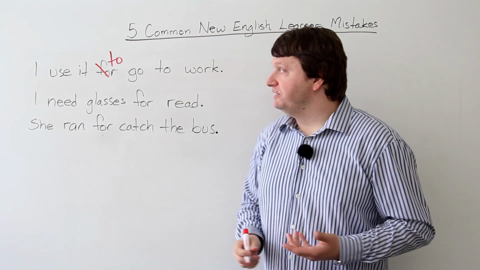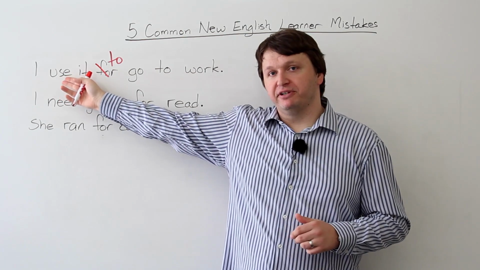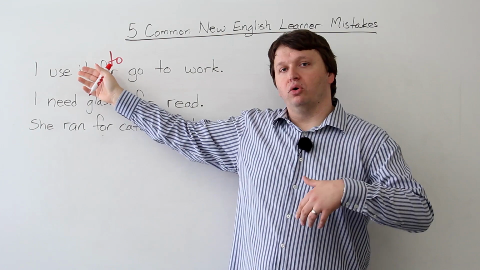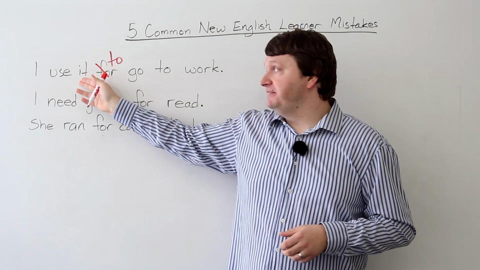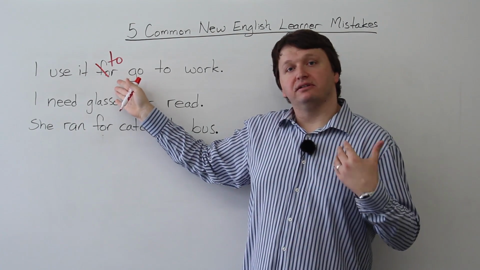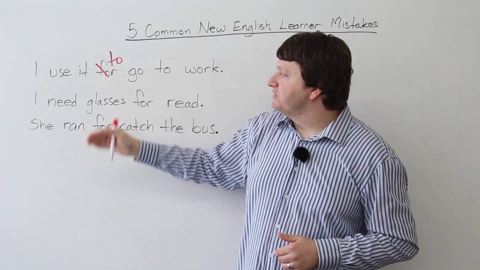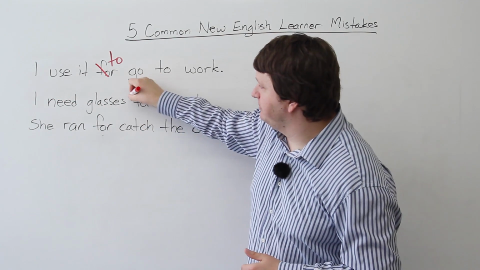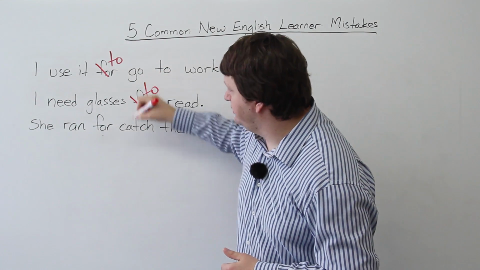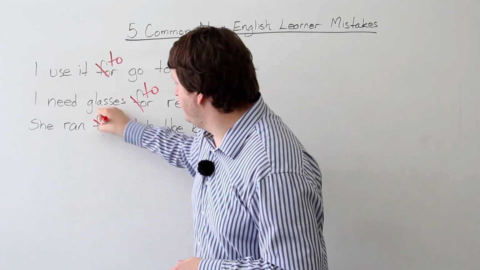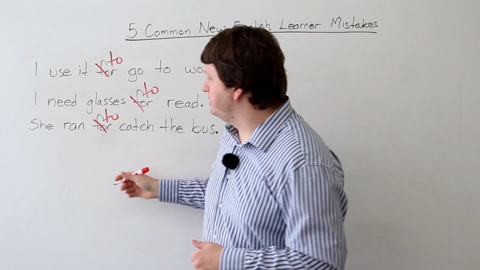Now, why do we do this? Well, when you have a verb and you follow that verb with either a pronoun or an object of some kind, the verb afterwards has to be an infinitive, okay? So also, if you look down here, I need glasses for read. Well, we know it's to read. And she ran for catch the bus. She ran to catch the bus.